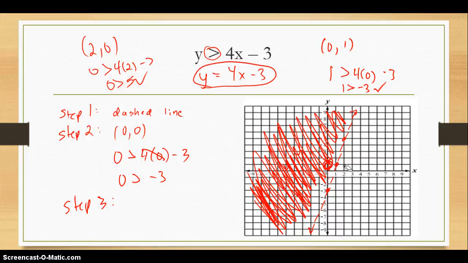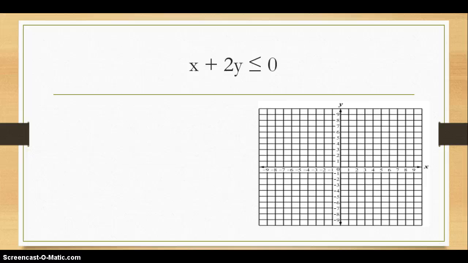So now, what step 3 also says is, if 0, 0 was false, if this point didn't work out, then we would shade this side over here. If it didn't work out, but it worked out, so we have to shade the side that it's on. So let's try it again.